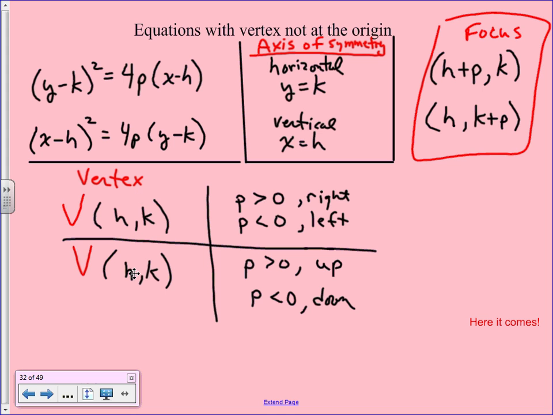The vertex in either case is (h, k), and we kind of already said this part, but if p is positive, then this one goes to the right. We're talking about the one with the y squared. If p is negative, then it goes to the left. And in the second case where x is squared, if p is positive, it goes up. If p is negative, it goes down. Okay?